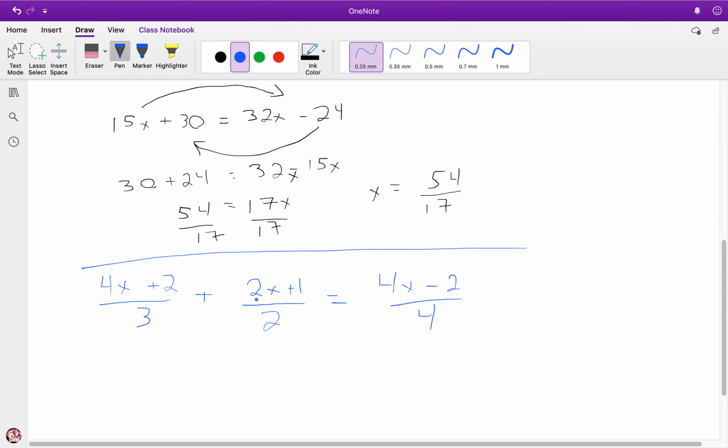So first step, make sure we have all fractions. Done. Next step, let's make all the denominators the same. If we take a look here, the lowest common denominator is going to be 12. So I'm going to multiply this by 3, top and bottom. When I say top by 3, I mean multiply by this number and this number. This I'm going to multiply by 6, the top I'm going to do by 6.